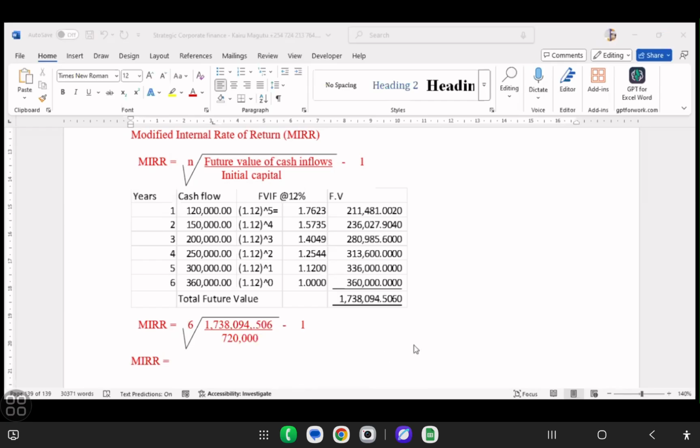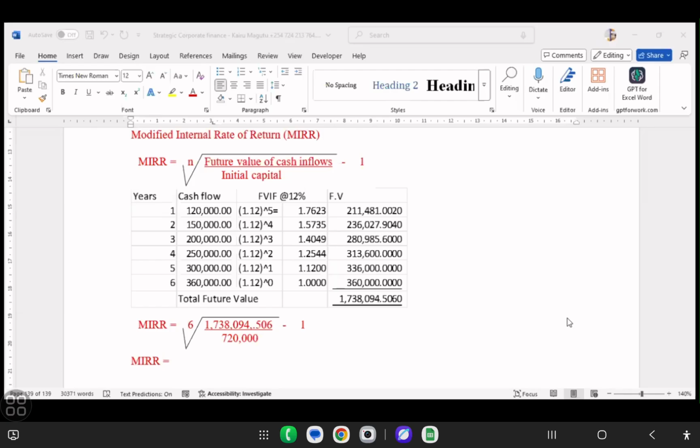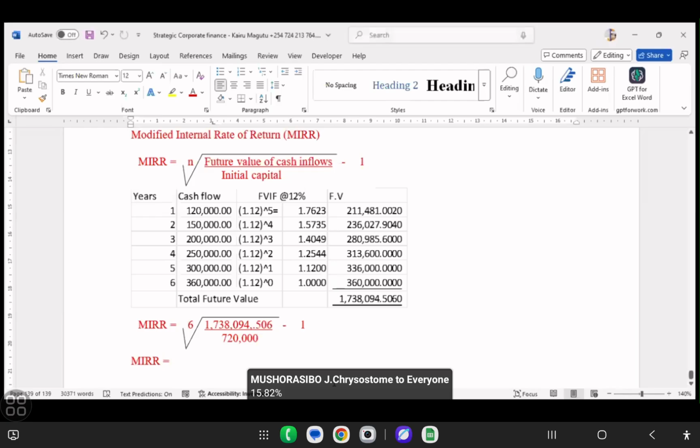Let me see the MIRR. For those who have determined, I can see 16%, 15.8, 15.85, 15.821. It is 15.82, 15.82, 15.82. I think that is what we are getting from the majority. They are giving us 15.82.